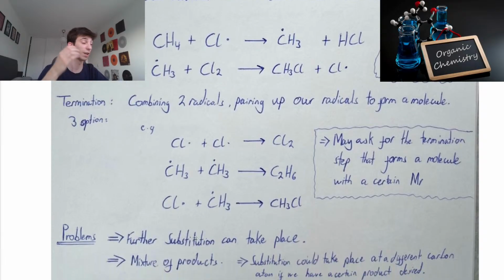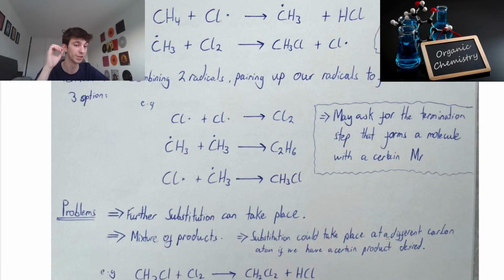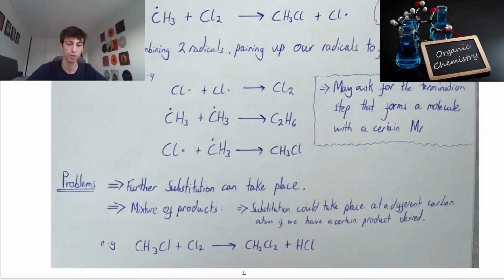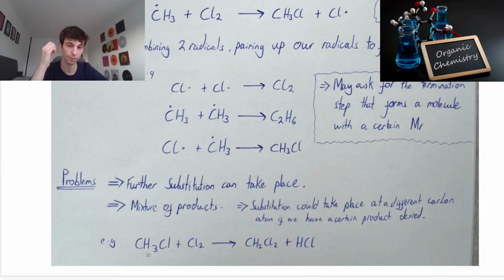Another problem with free radical substitution is we get a mixture of products. Also, if you want your halogen in a specific position, substitution could take place at a different carbon atom. Another thing to think about: for example, we could get CH3Cl, Cl2 goes to CH2Cl2 plus HCl. But this can continue happening. We could eventually get 4 Cl atoms and lose all our hydrogens, so we could have CCl4.